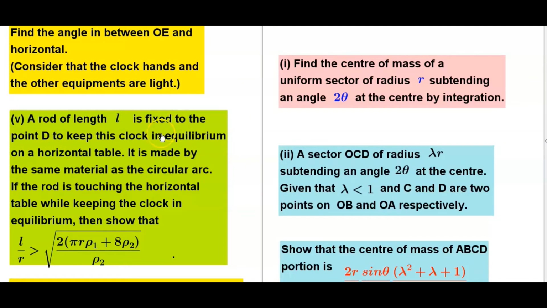Fifth part of this question, a rod of length L is fixed to the point D to keep this clock in equilibrium on a horizontal table. It is made by the same material as the circular arc. If the rod is touching the horizontal table while keeping the clock in equilibrium, then show that L over r is greater than square root of 2 into (π r ρ1 plus 8 ρ2) over ρ2.